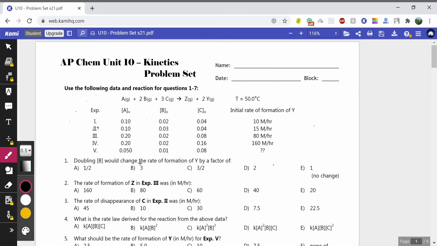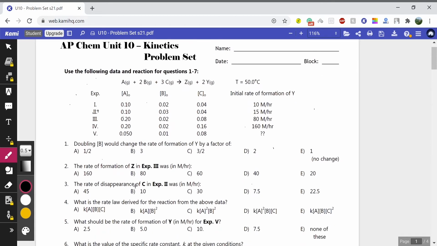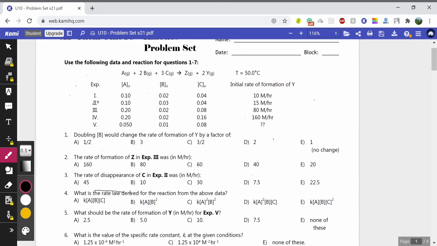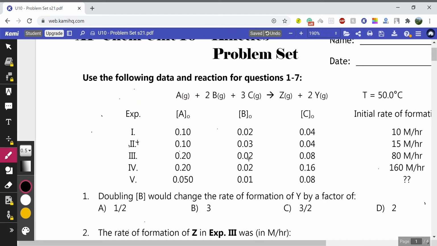Alright, let's start. So first, doubling B will change the rate of formation of Y by a factor of what? Alright, so as we can see down there, it's asking us about the rate law. So let's just solve the rate law first, and it might help us doing the problems. Let's see how we can solve the rate law here.